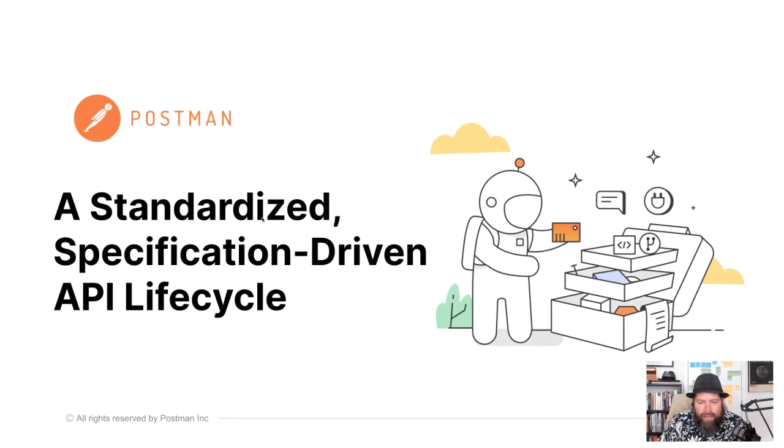Welcome to a standardized specification-driven API lifecycle. I'd like to share with you today a high-level view of why API specifications matter, how OpenAPI, AsyncAPI, JSON Schema, and others are helping us standardize and deliver the API lifecycle in a way that the machines understand, but also allows us humans to better communicate, collaborate, and move forward across the API lifecycle.